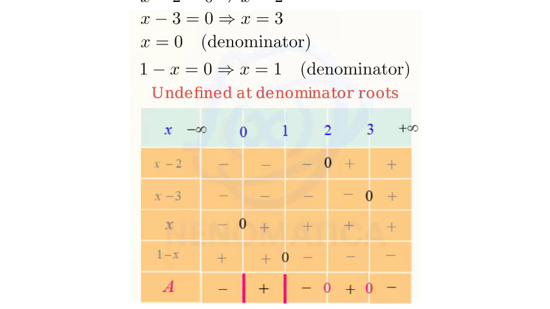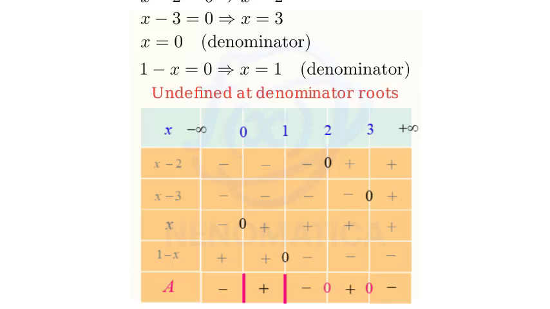Now multiply the signs of the numerator and divide by the signs of the denominator to get the sign of A of x. Remember, at x equals 0 and x equals 1, the function is undefined. Evaluating interval by interval gives negative on minus infinity to 0, positive on 0 to 1, negative on 1 to 2, 0 at 2, positive on 2 to 3, 0 at 3, and negative after 3.